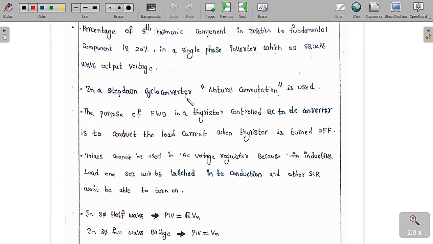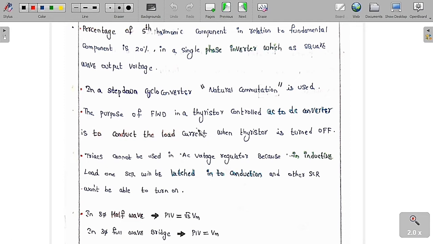In a step down cycloconverter, natural commutation is used to turn off the thyristors. We already told you that only in the inverters and choppers do we use fully controlled devices, whereas in an AC cycloconverter we can use thyristors only. Therefore, in step down cycloconverters, natural commutation is used because the supply voltage is AC.